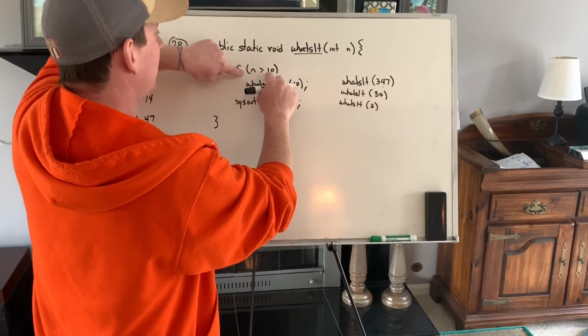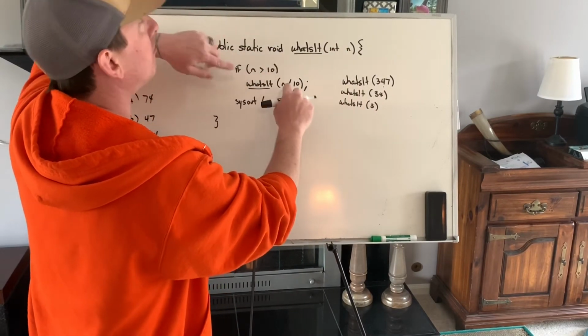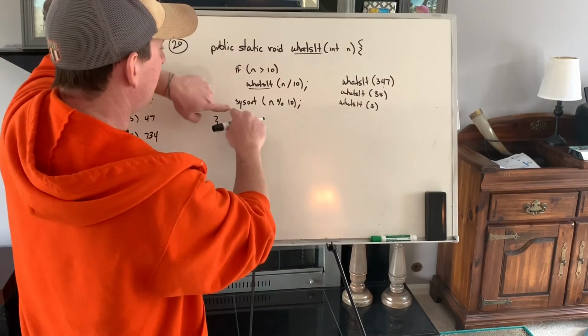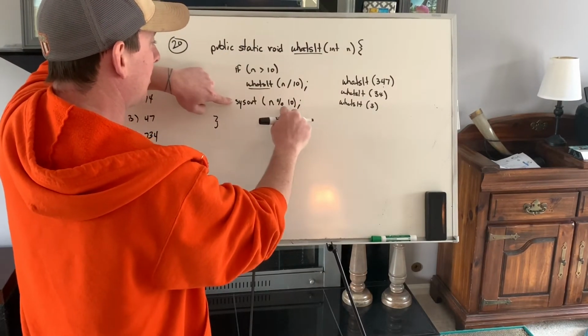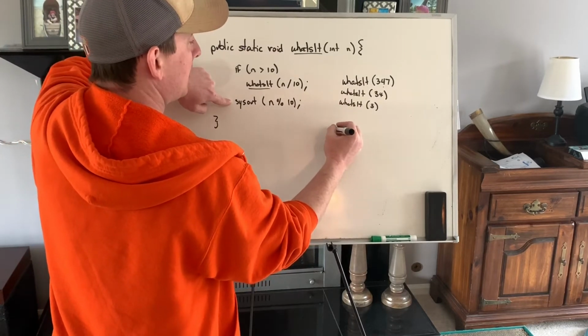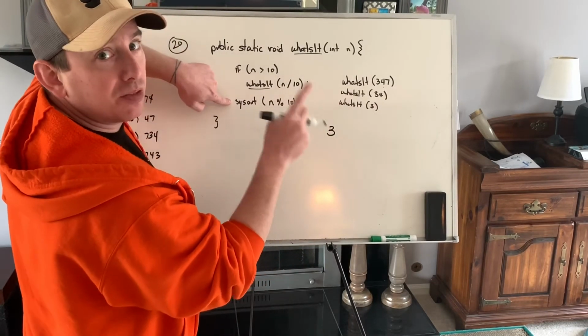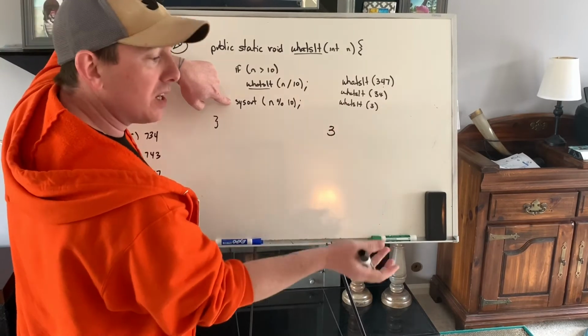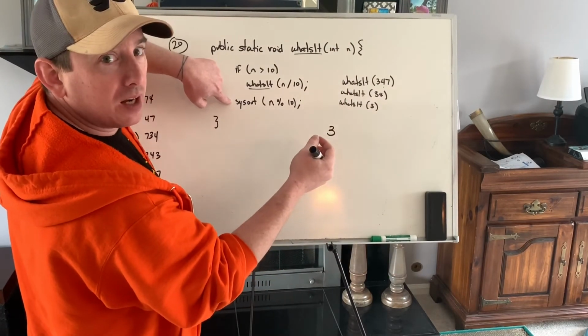N is not bigger than 10 this time, so I'm finally not going to call what's it over again, and I'm just going to do this. I'm going to sys out n mod 10. N being 3, so 3 mod 10 is 3. Now, this is where things get like Inception, and I start riding the wave back up.